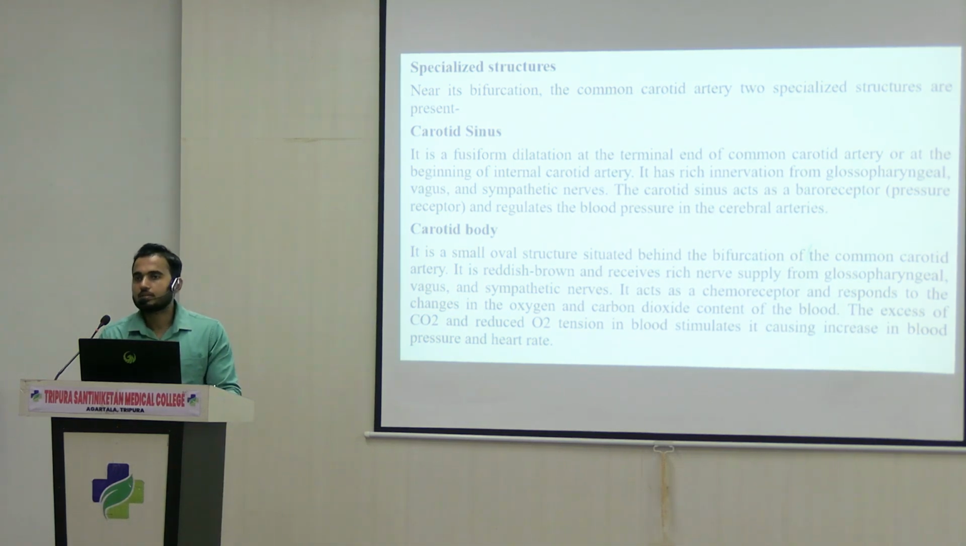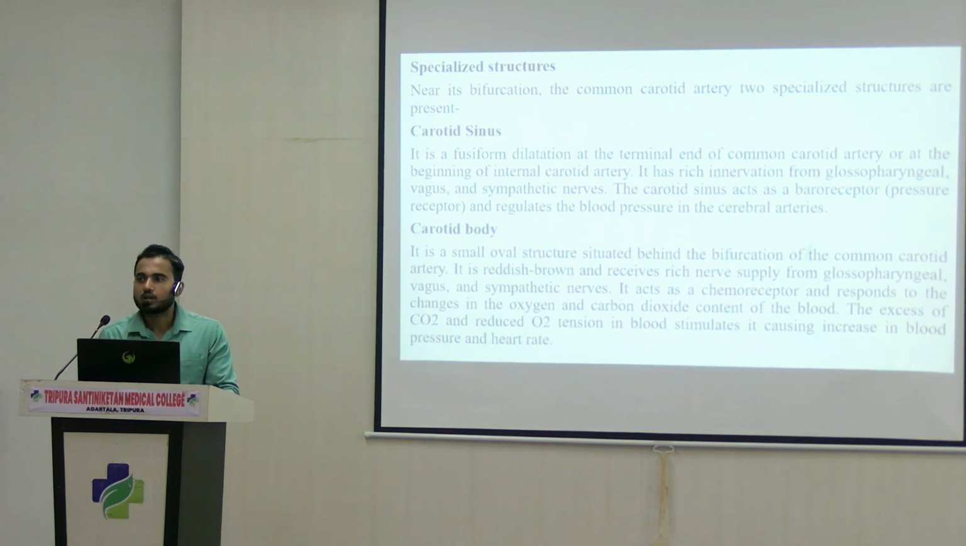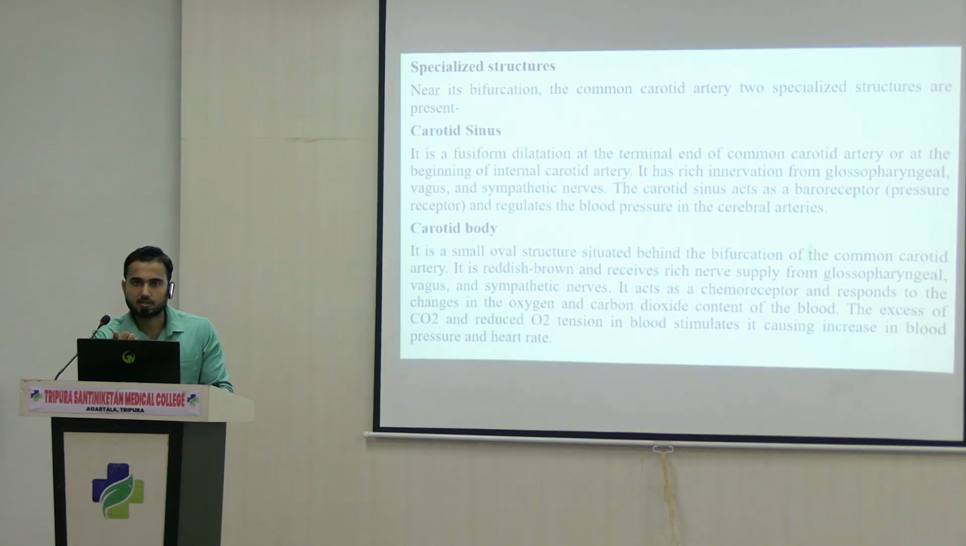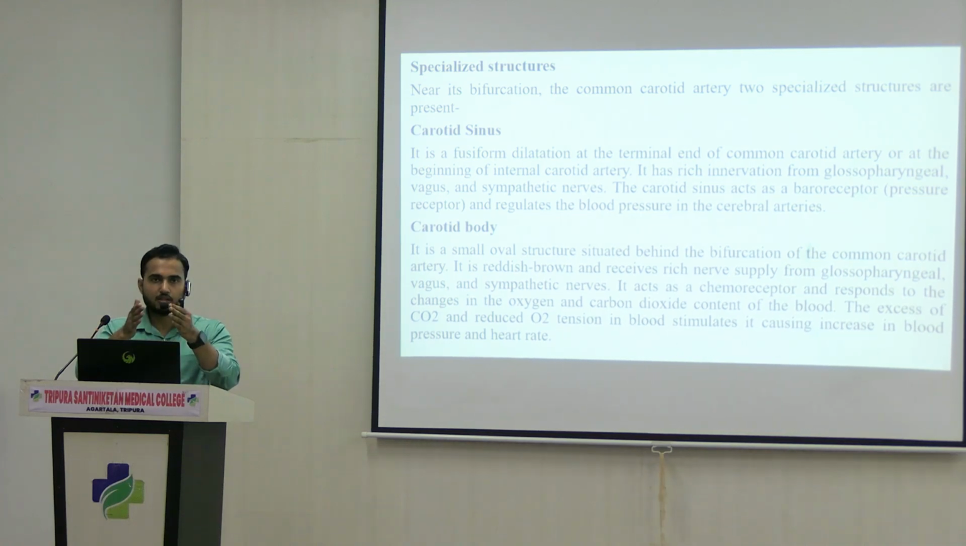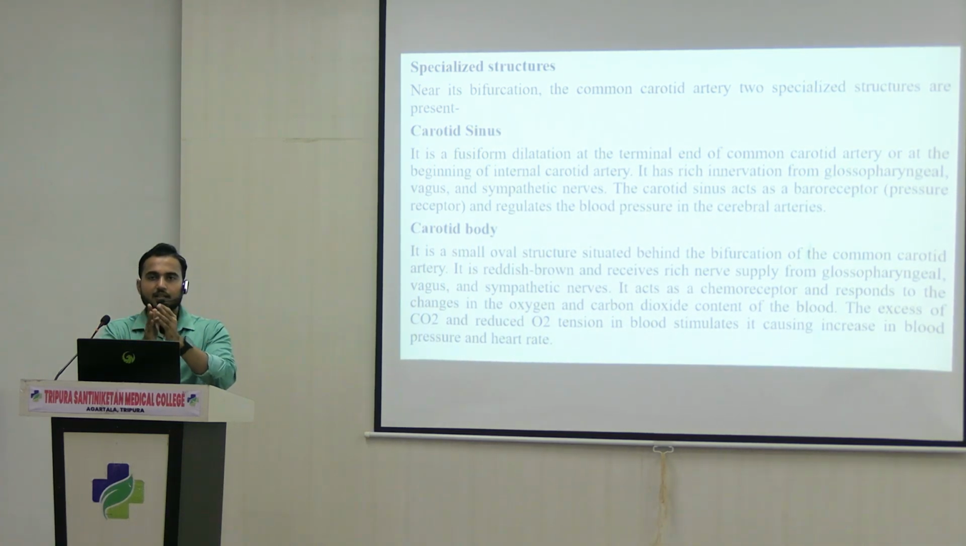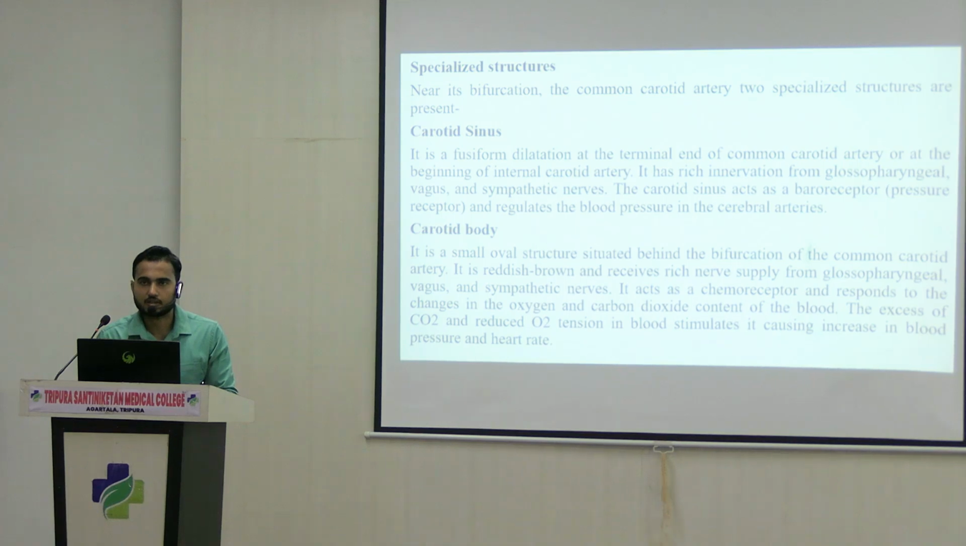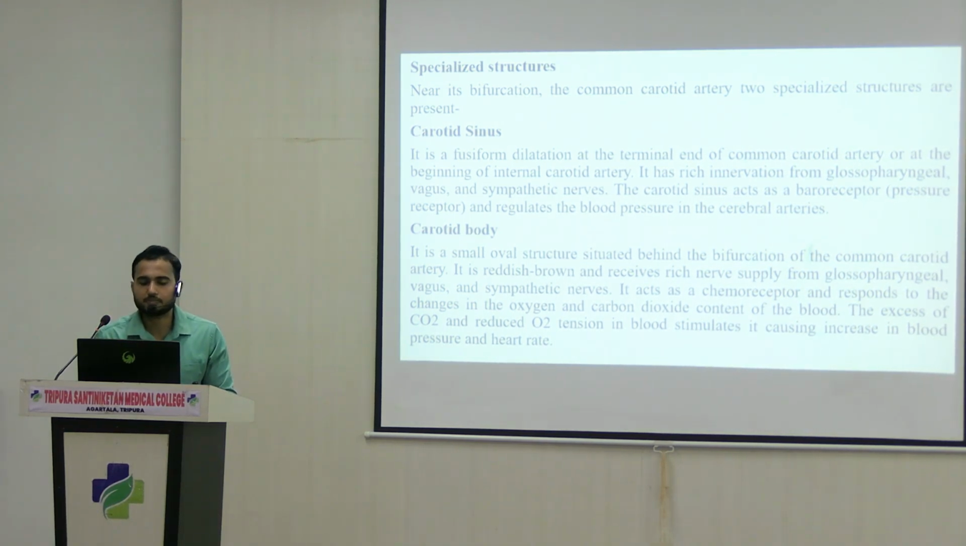Now, there are some specialized structures present within the common carotid artery. And what are these structures? These are the carotid sinus and carotid body. So what is the carotid sinus and what is the carotid body, and where are they present? I have shown you the origin of the common carotid artery, and then the bifurcation of the common carotid artery. At the point of the bifurcation, two important structures are present, that is the carotid sinus and carotid body.